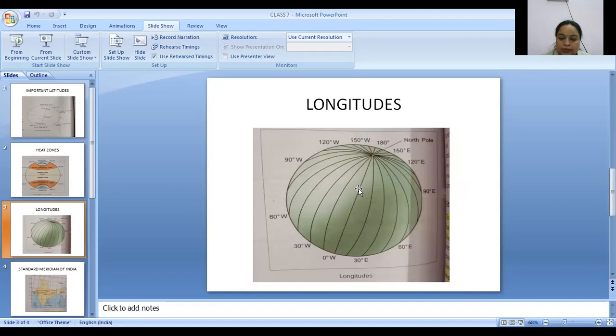Okay, meridians are measured in degrees, and the length of the longitudes remains the same. All meridians, all longitude lengths, are the same. The length does not decrease. They are all the same. The distance between the longitudes decreases steadily polewards and becomes 0.